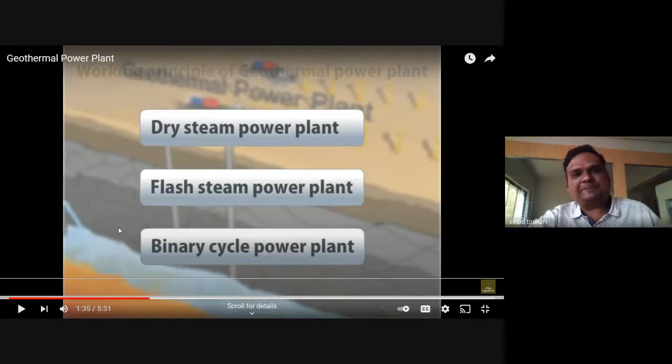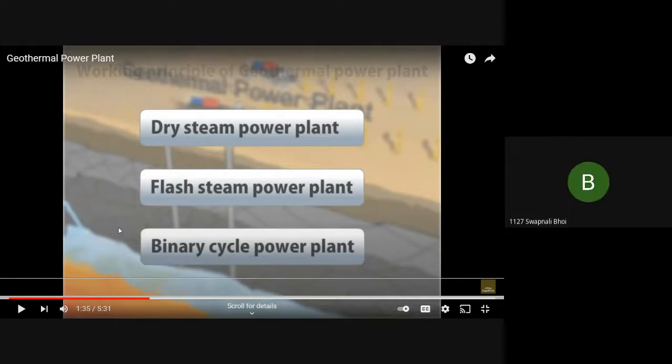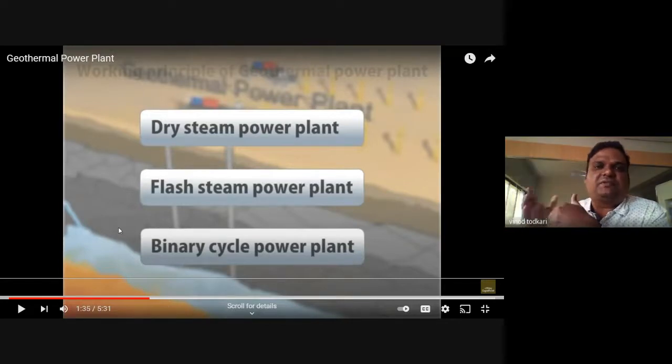When should we go for a flash steam power plant? When the temperature of the liquid is 80 to 150 degrees Celsius. Yes, when the temperature falls in the range of 80 to 150, right? So when the temperature is in this range, there will be wet steam. So if there is wet steam, I should separate the moisture component. So in that case, I should use this device. That's why I should go for a flash steam power plant.